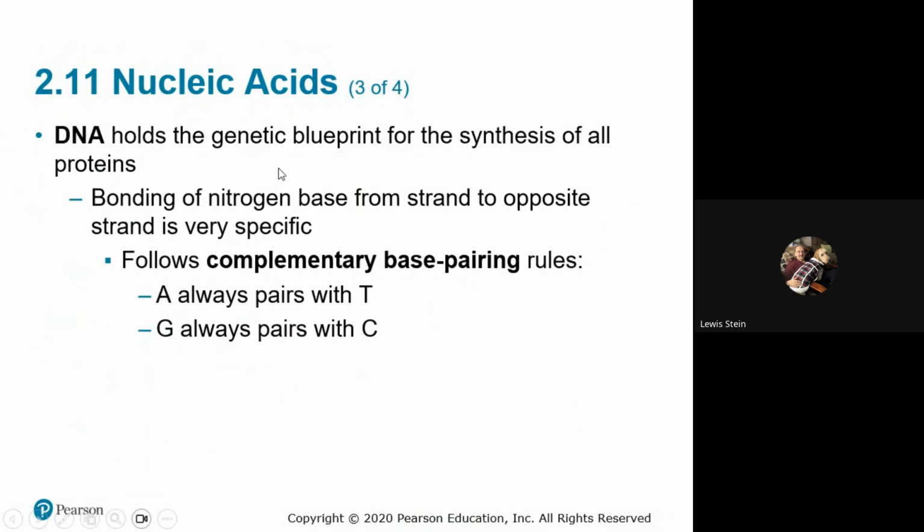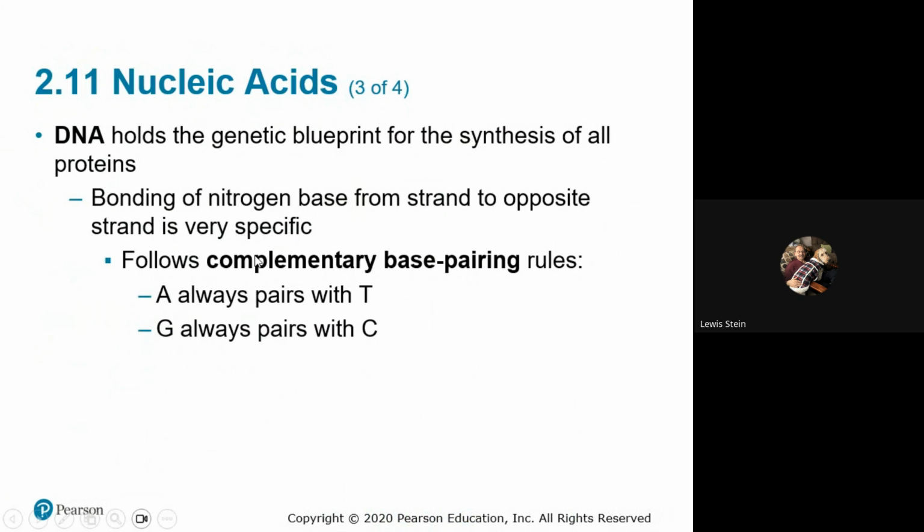So DNA holds the genetic blueprint for the synthesis of proteins. We knew that. Plus, this is how we make new cells and how the cells are identical if we want them to be. The vast majority of the cells we make are made by mitosis, which you're already familiar with. Asexual reproduction is all about making them the same every single time. Okay, so that's the whole idea.